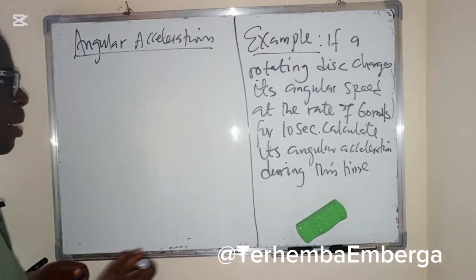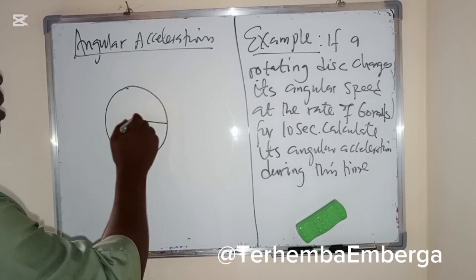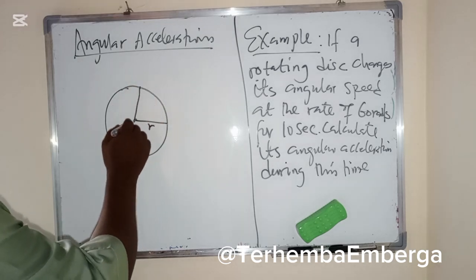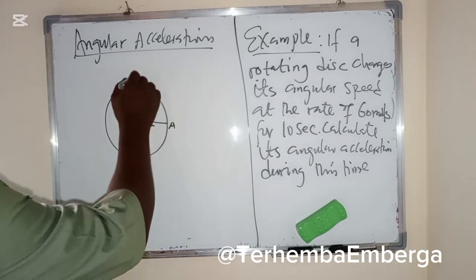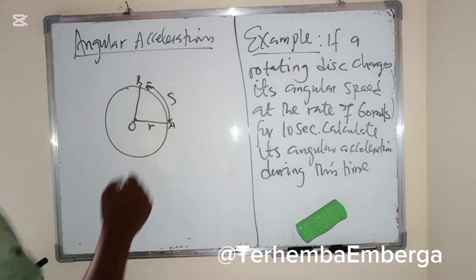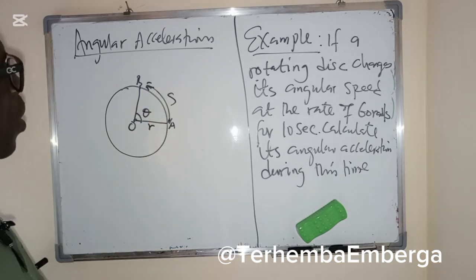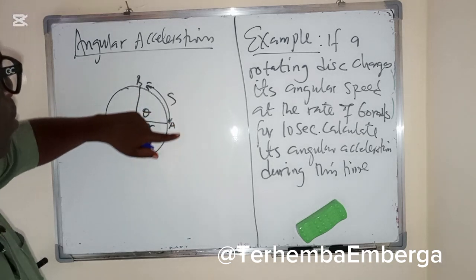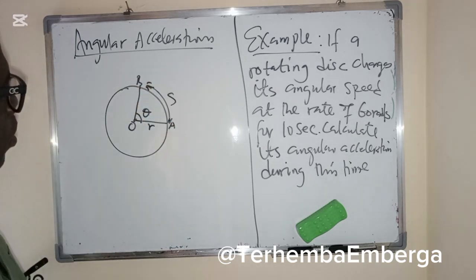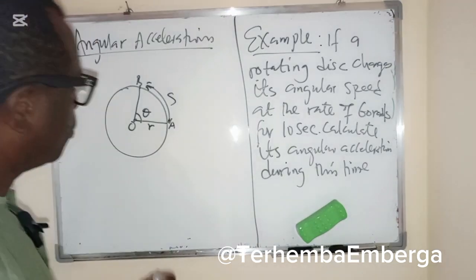Let's look at this. Assuming we have this type of motion, this is point A to B, and the distance covered here is S. I will have an angle theta. When a body is performing this type of motion, we talk about acceleration, and not just acceleration, angular acceleration, the rate of change of angular velocity.